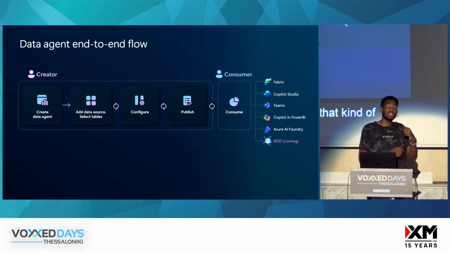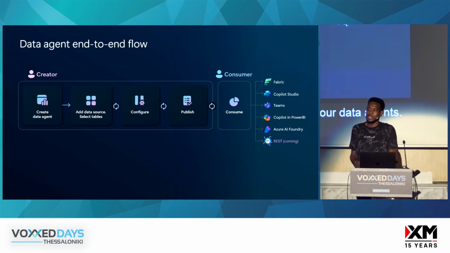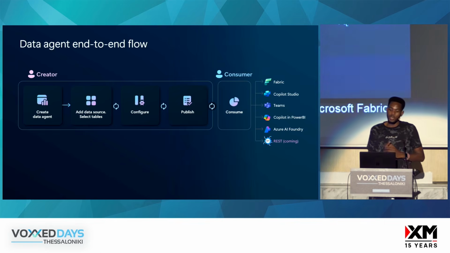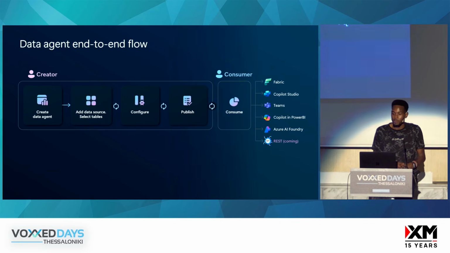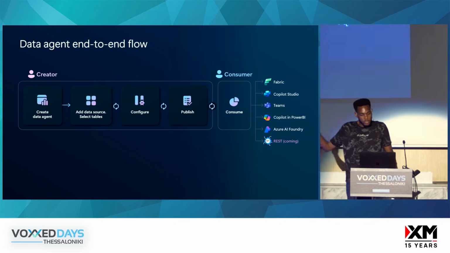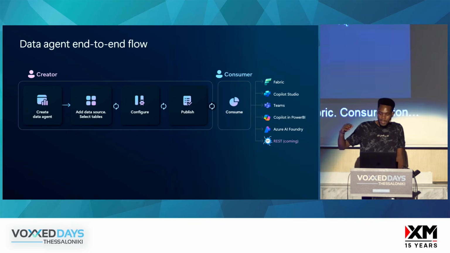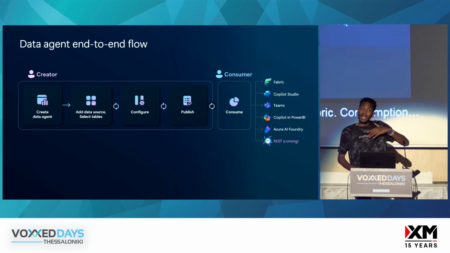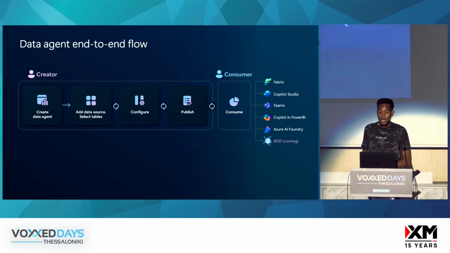and then go ahead and publish your data agents. Once you've published, remember you're publishing this inside of Microsoft Fabric, you would want your end users to actually be able to consume your agent. Consumption can be done directly from within Microsoft Fabric. You can also publish these to tools like AI Foundry, access through REST, which we are actively working on, or even tools like Copilot Studio.